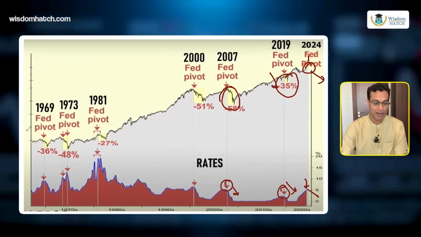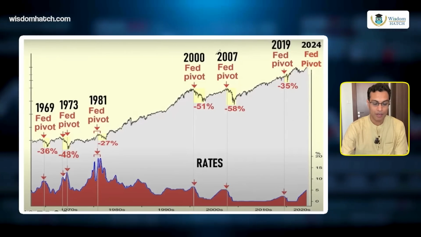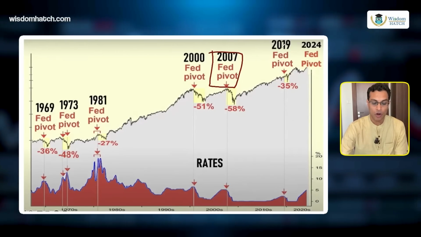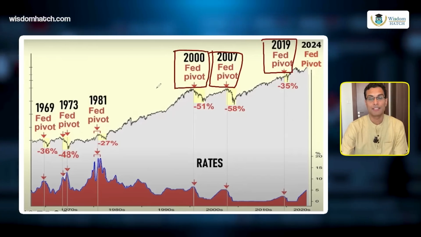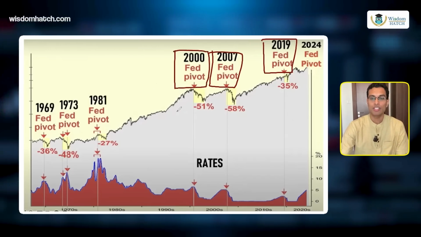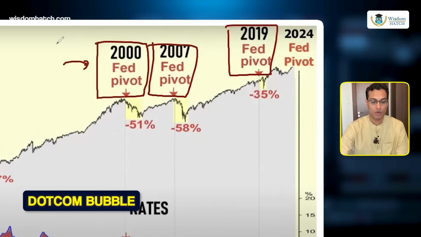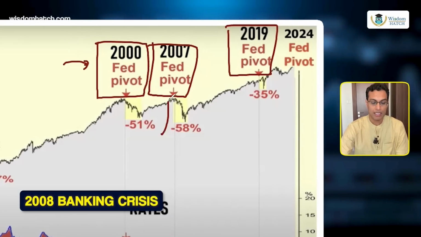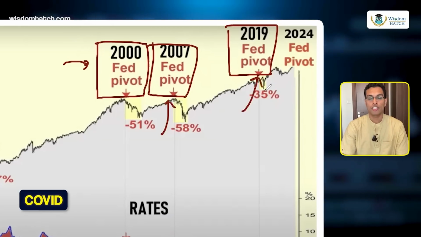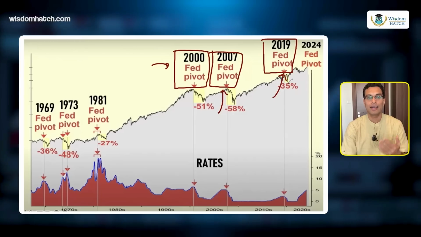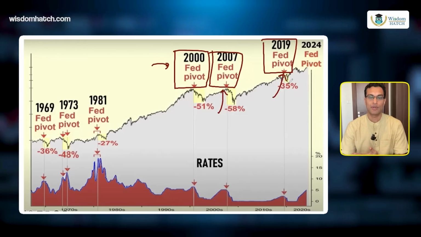Well, this is a very hard thing to judge, but there are a couple of points that I would like to tell you. The first key point is that when we talk about this 2007 phase or this 2019 phase or this 2000 phase, what was happening was that there was some kind of crisis. For example, this was the dot-com bubble. This was the 2008 banking crisis. And this was COVID, right? So it's not as if the Fed cut the interest rate and the markets went down.